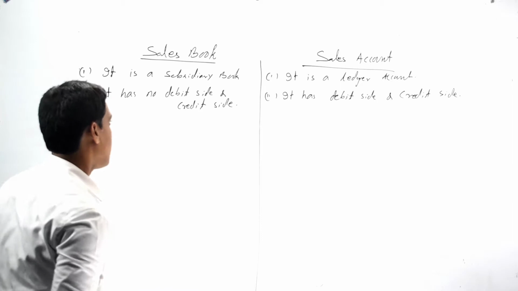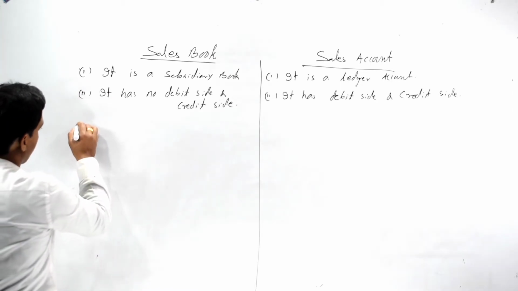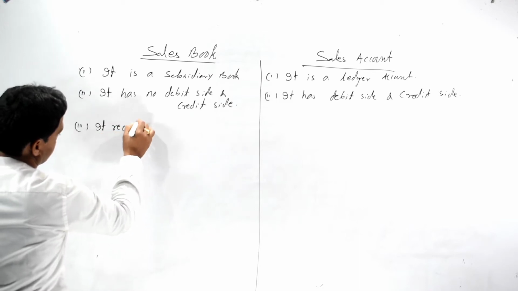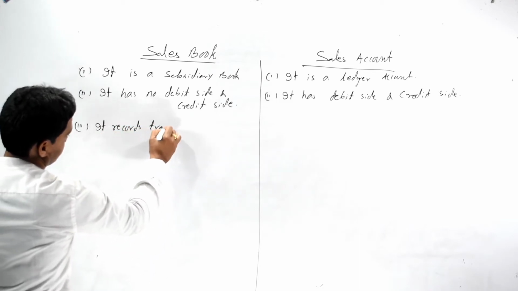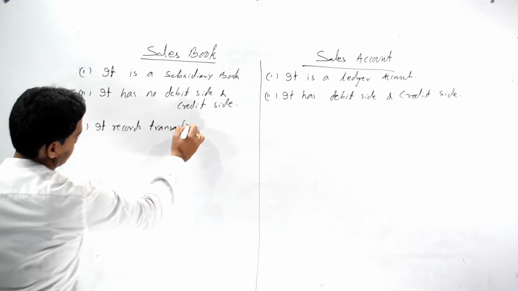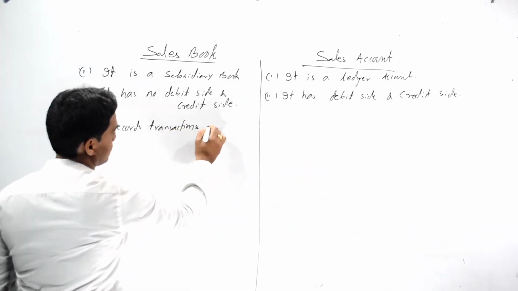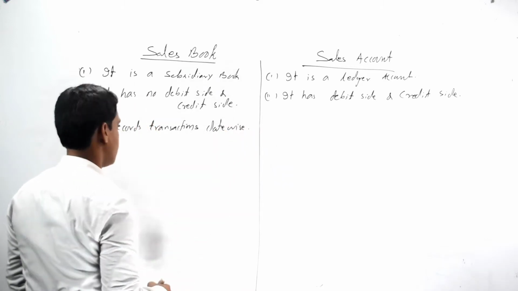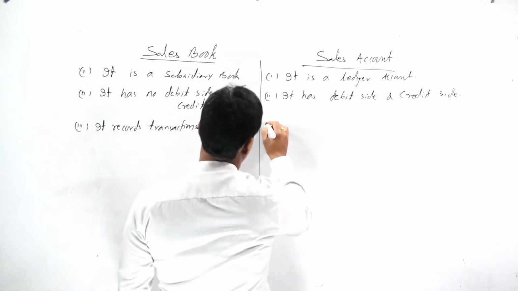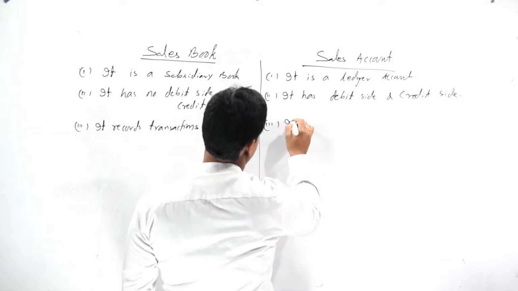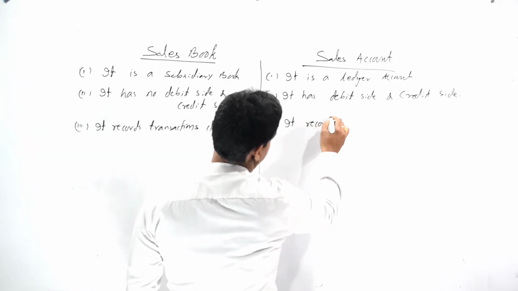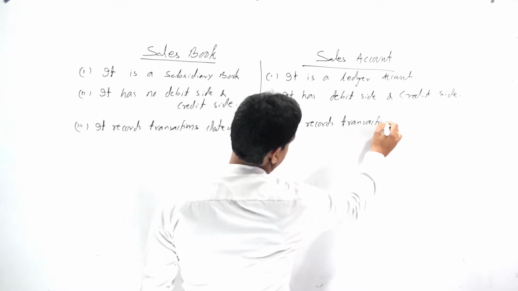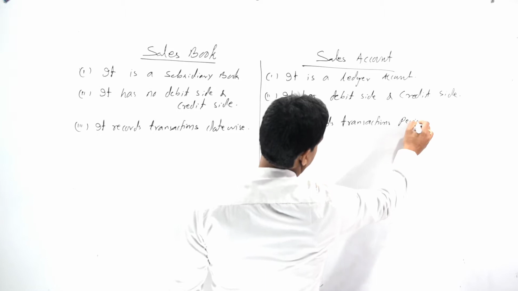Then our third difference is it records transactions date wise or occurrence wise, whereas our sales account records transactions periodically.